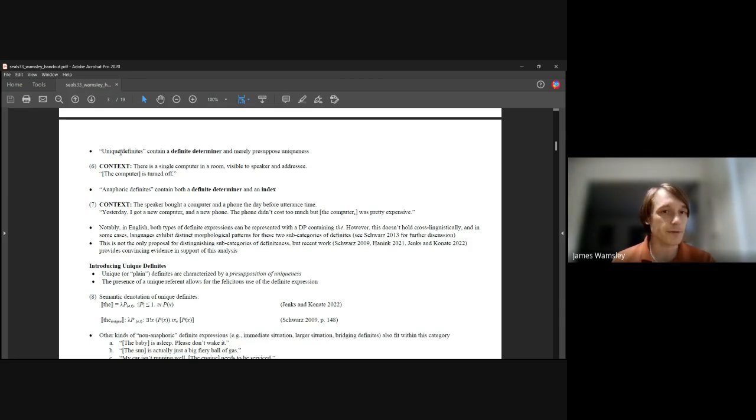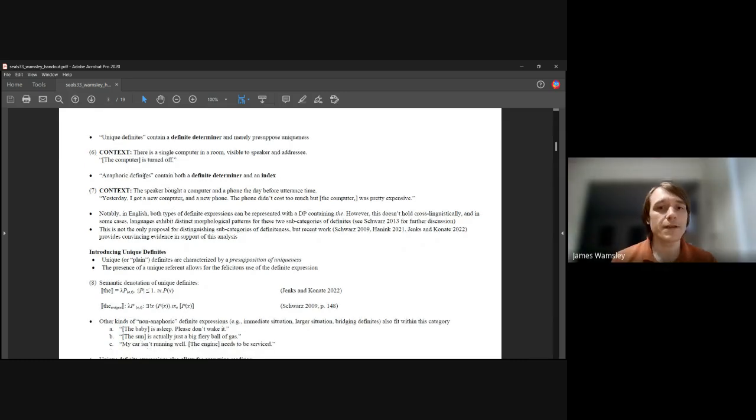We see an example of this in 6, where there's a single computer in a room visible to the speaker and addressee, and the speaker is able to say the computer is turned off. The computer, this definite expression, can be felicitously used because there's a single unique computer in the room.